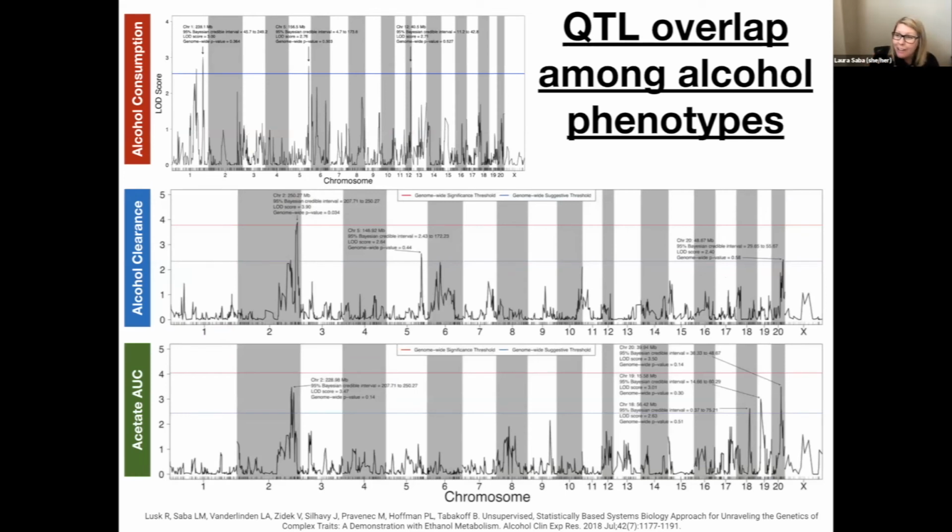When we think about layering over phenotypes, one of the simple ones to think about here, especially with our alcohol example, is that most of that first study was done on alcohol consumption. We also know a lot of information about alcohol metabolism in these strains. So we can also link the genetic influences on alcohol clearance and circulating acetate levels, and look for genetic overlaps between the three and see if there's any story that's emerging there.